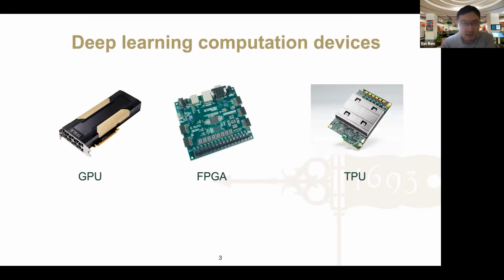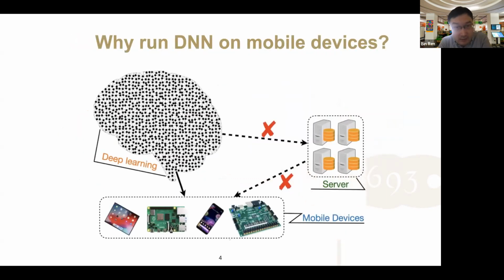We have deep neural network and deep learning applications running on various kinds of hardware, including different kinds of GPUs, FPGAs, and Google TPUs, on both the edge side and the server, the cloud side. And of course, we have different kinds of NPUs. Our research actually focuses on running deep neural networks on mobile devices. This is because of three major reasons.